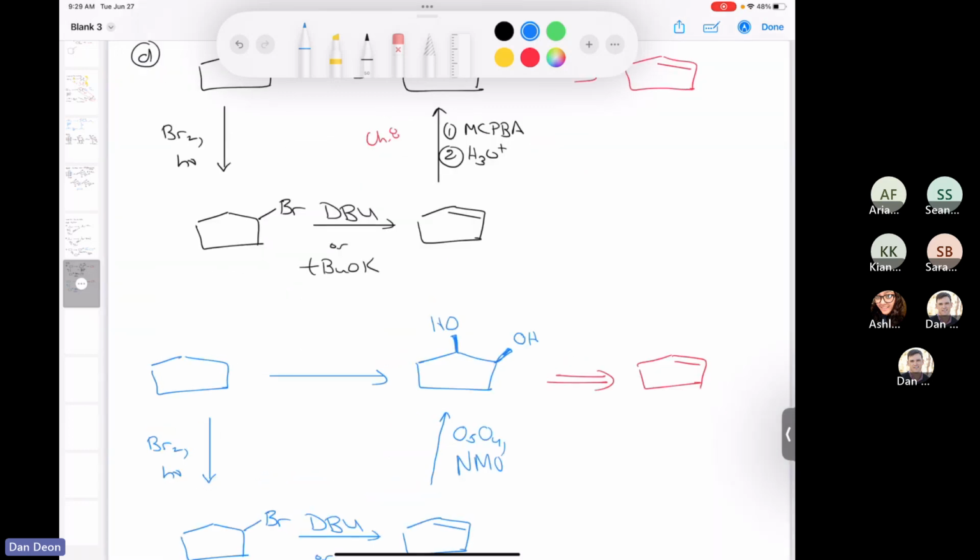The other question I wanted to look at with you is 10.52. So 10.52, let me find it here. There we go. These are just some more synthesis problems. So if you look at 10.52 in the book, I want to make sure I read the instructions correctly. It's in the integrated problems section. It just says propose an efficient synthesis for each of the following transformations.